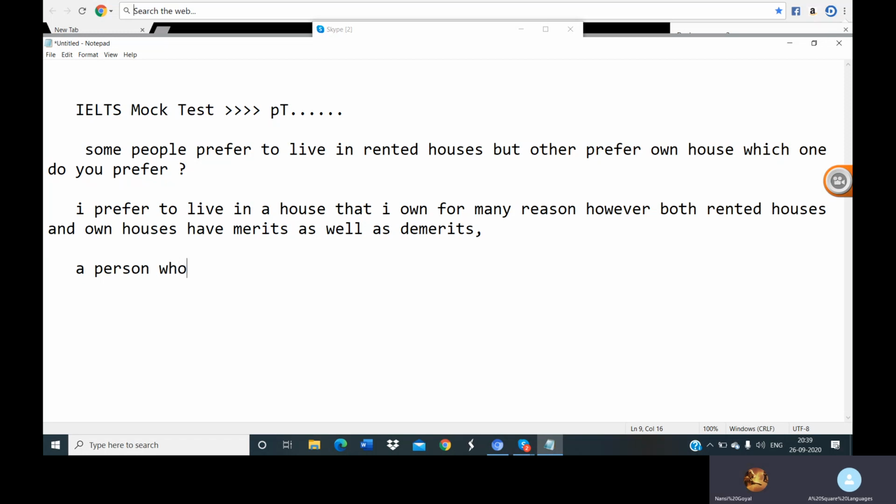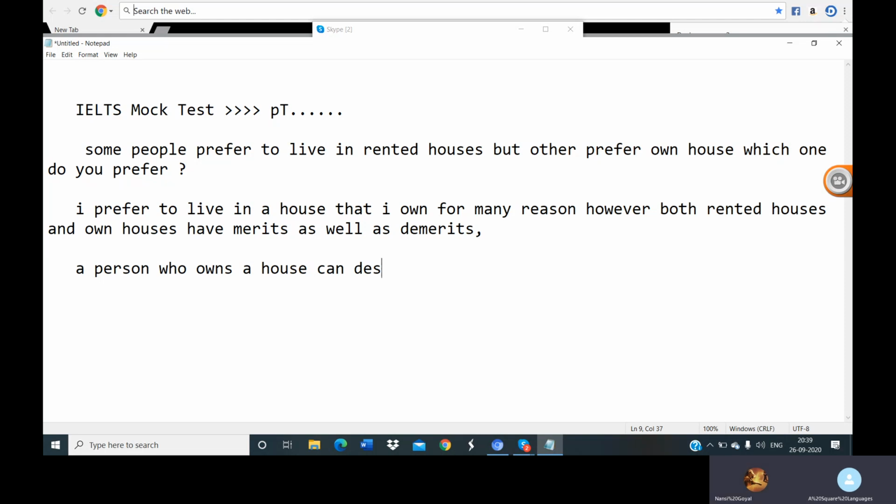For example, a person who owns a house can design it. Obviously, if you have your own house, you can design it to your own liking. But in rented accommodation we cannot touch even a wall. Is that clear to you?